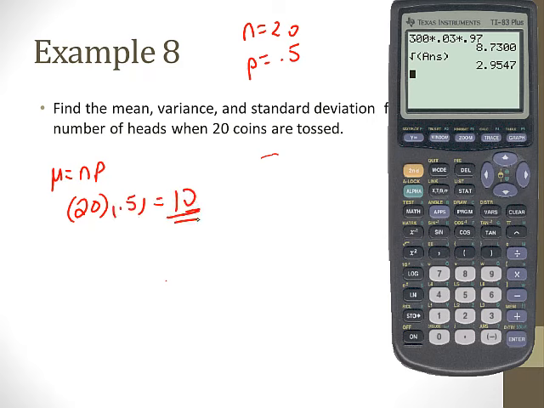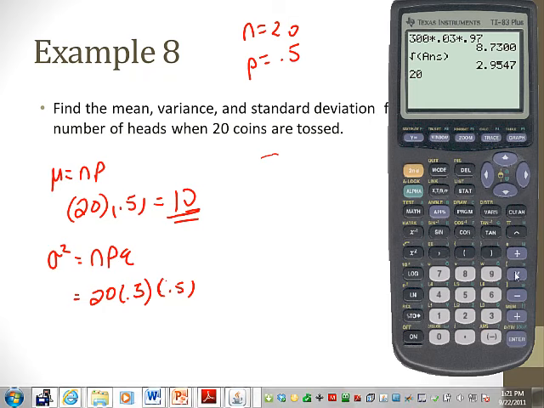How about the variance? n p q. Again, n is 20, p is 0.5, q is also 0.5, 1 minus p. 1 minus 0.5 is 0.5. So we just do 20 times 0.5 times 0.5. We get 5.